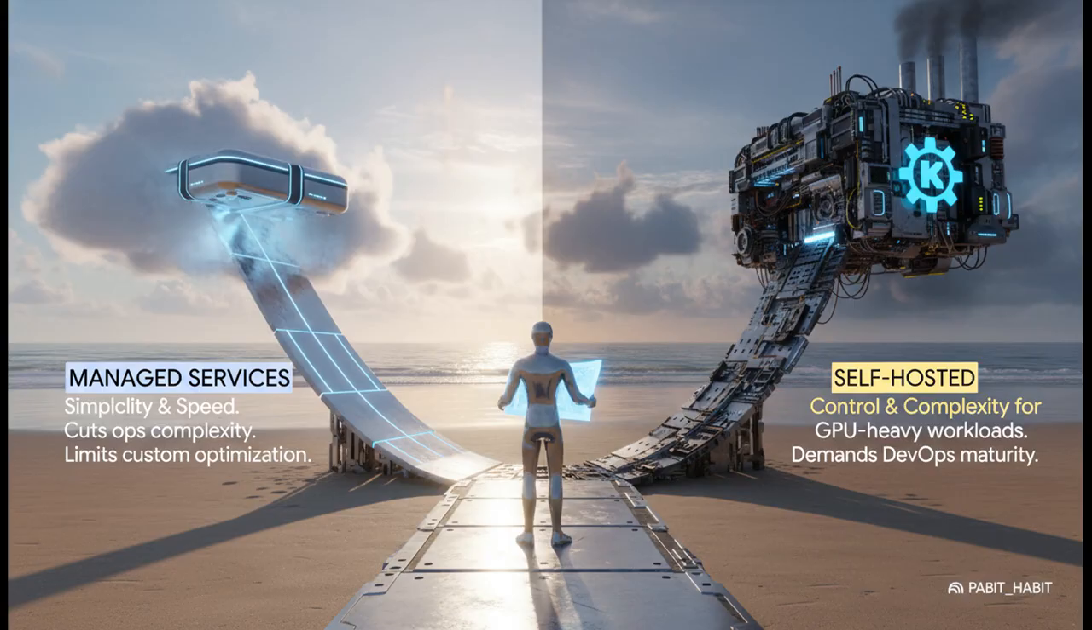On one hand, you could use a managed service like Vertex AI. It's way faster and less complex to manage. But you lose some control and might get locked in. On the other hand, you can self-host everything on Kubernetes. You get total control, perfect for custom high-performance jobs, but it's a lot more work and you need a really mature team to pull it off. There's no right answer. The architect's job is to weigh these options against the company's actual needs.